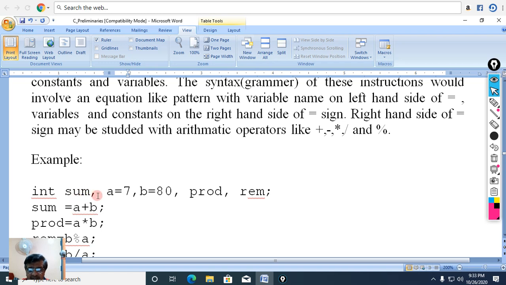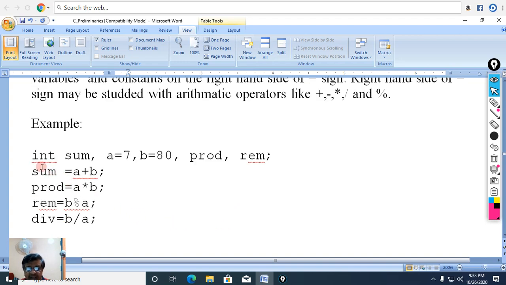For example, integer sum, it's a declaration, and this is an expression, literally telling that 7 is assigned to A, 80 is assigned to B, here itself in the declarative statement. This is a proper arithmetic statement. Sum is a lone variable which will receive the result upon adding A and B. A and B are the memory locations where 7 and 80 are stored. Whenever expressions are written like this, the computer will fetch the value of A stored in the memory location called A, the value of B stored in the memory location called B, add them, and store the result in another memory location called sum.